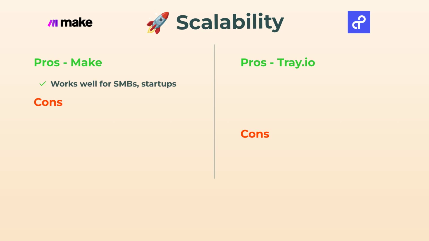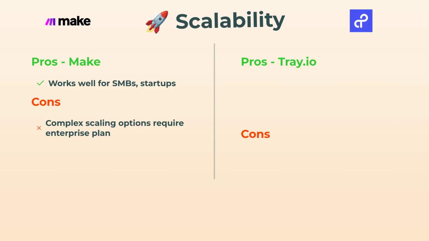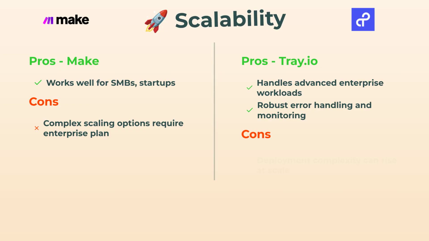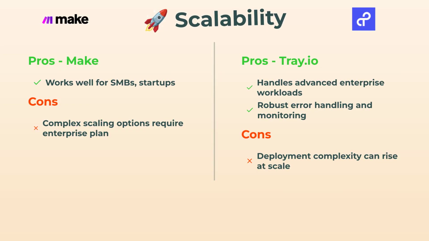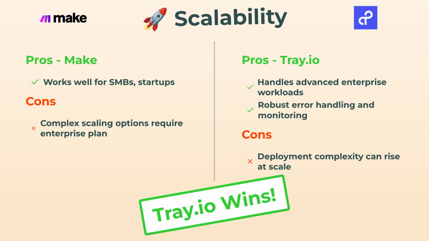On scalability, this is where Make and Tray.io really split. Make? It's ideal for small businesses, startups, folks just trying to get things moving fast. But when you're talking massive, complex processes, you'll eventually need to pony up for those pricey enterprise plans, and it gets a little trickier. Tray.io just eats up huge workloads for breakfast, advanced monitoring, error handling, all the goodies. But be warned, scaling brings its own deployment headaches.